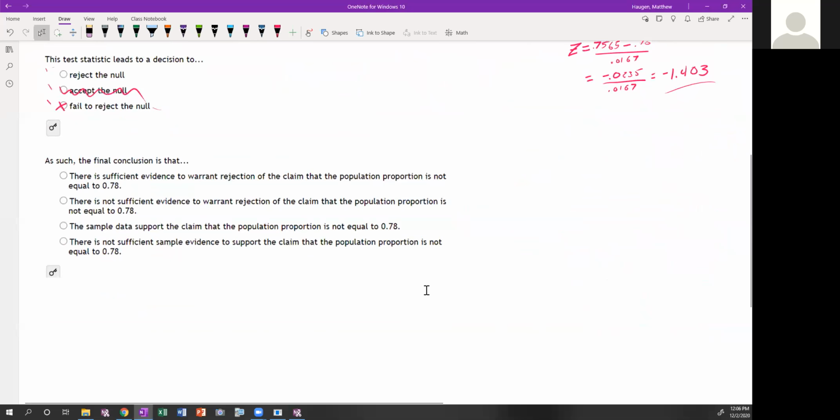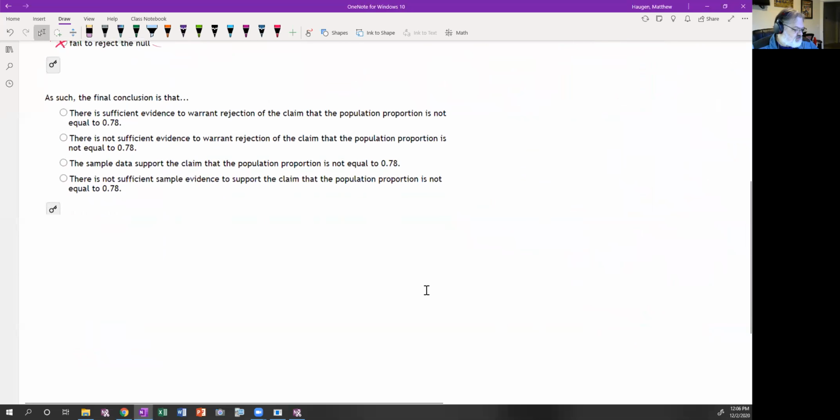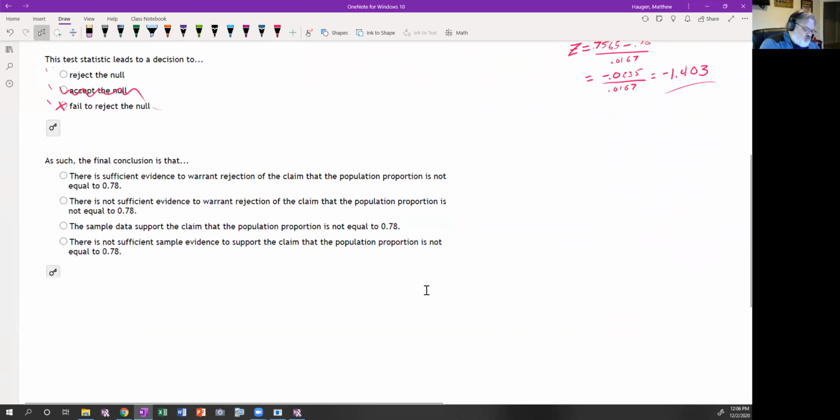There you go. So, final conclusion. We didn't find enough evidence, so it's one of those two. Not sufficient evidence to warrant rejecting the claim that the population proportion is not equal to... No, we weren't trying to reject that it's not equal to, so I don't like that one. There's not sufficient sample evidence to support the claim that the population proportion is not... So, not sufficient evidence to say we're wrong or the assumption's wrong.